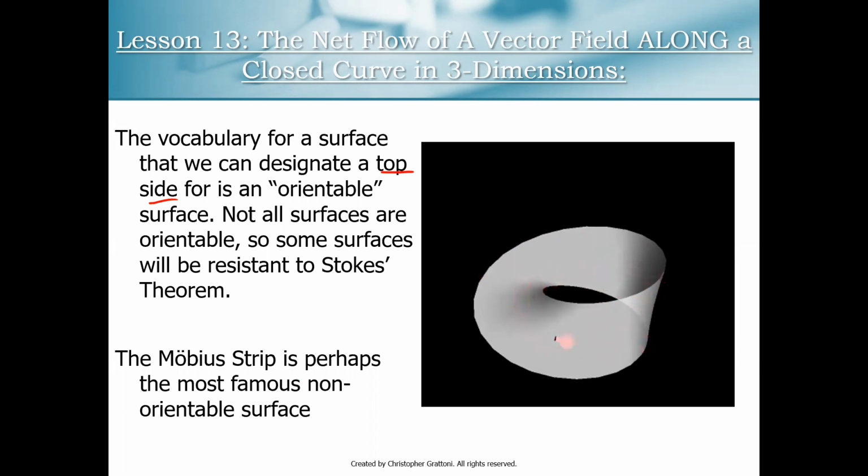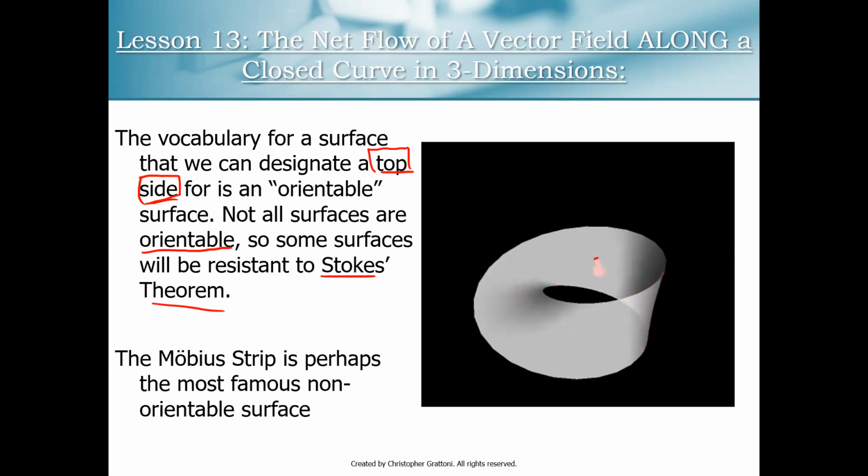One issue that we run into in three-dimensional space, though, is, perhaps surprisingly, it is not possible to orient all surfaces. Basically, you would think that it's pretty simple to just take any surface and say, oh, here's the top side and here's the bottom side. But there are surfaces out there that cannot be oriented, non-orientable surfaces. And those types of surfaces are going to be resistant to Stokes Theorem because Stokes Theorem is going to depend upon having a surface that can be oriented with a designated top side and a designated bottom side.